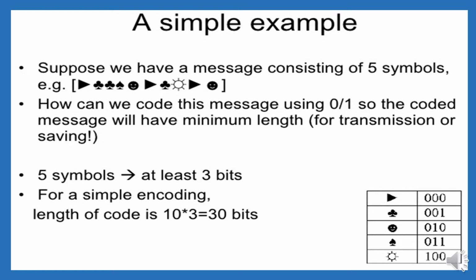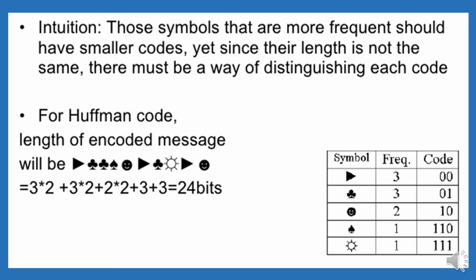So the coded message will have a minimum length. That is, since 5 symbols are to be transmitted, it requires at least 3 bits. For a simple encoding, the length of the code is 10 into 3, which is equal to 30 bits. So these are the different codes which are used for each symbol.